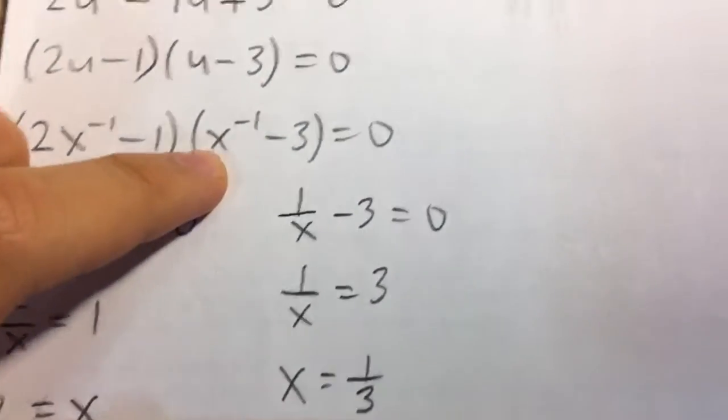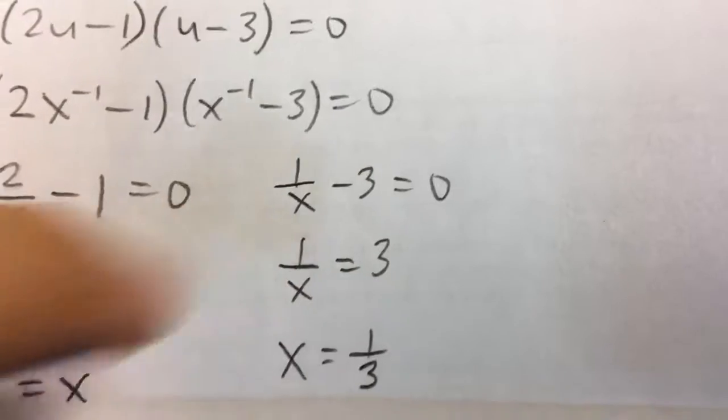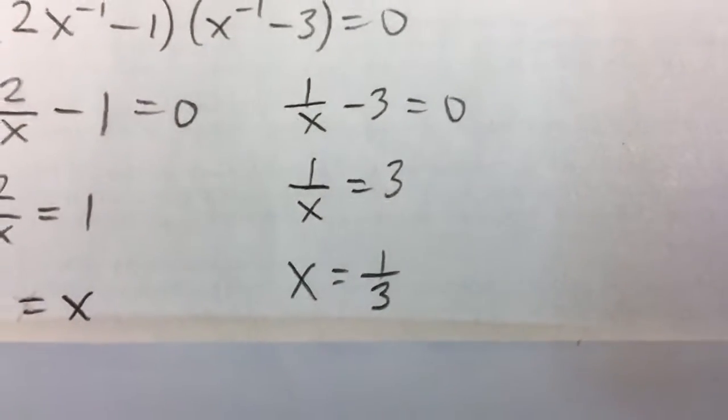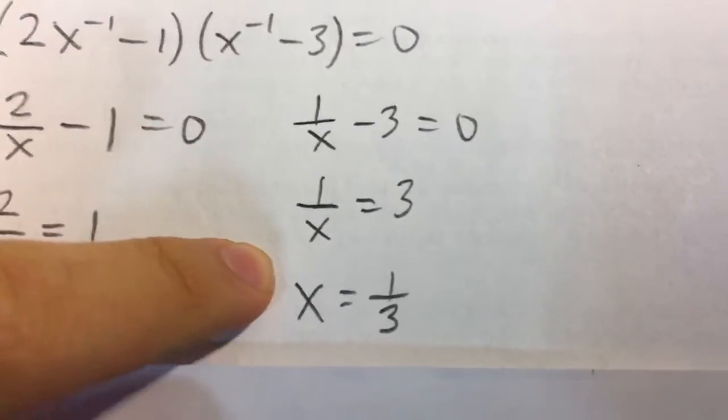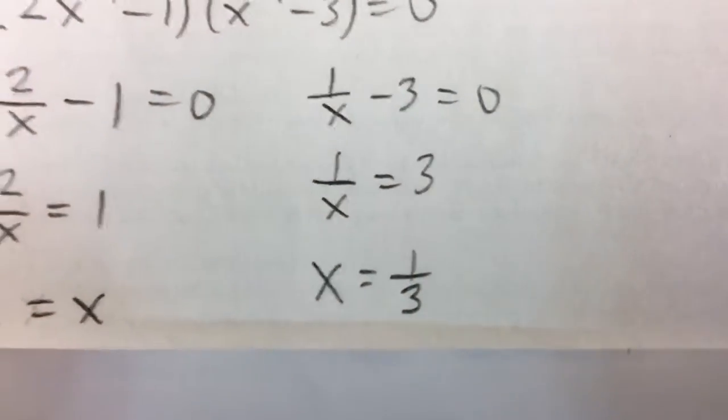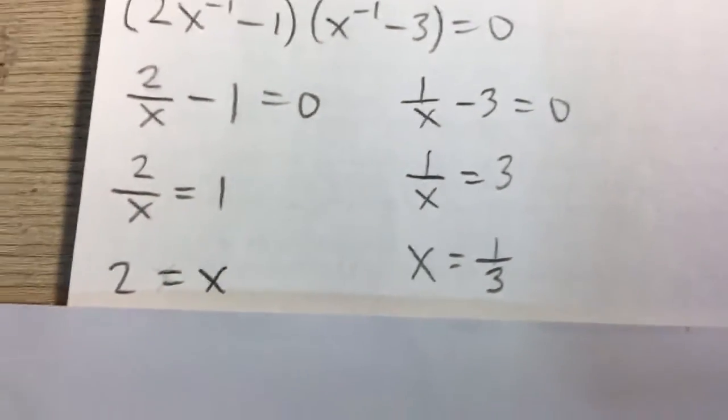Over here we have 1 over x minus 3 equals 0. Add 3 to both sides and take the reciprocal of both sides in this case. And so we get x equals 1/3. And so those are our two solutions.